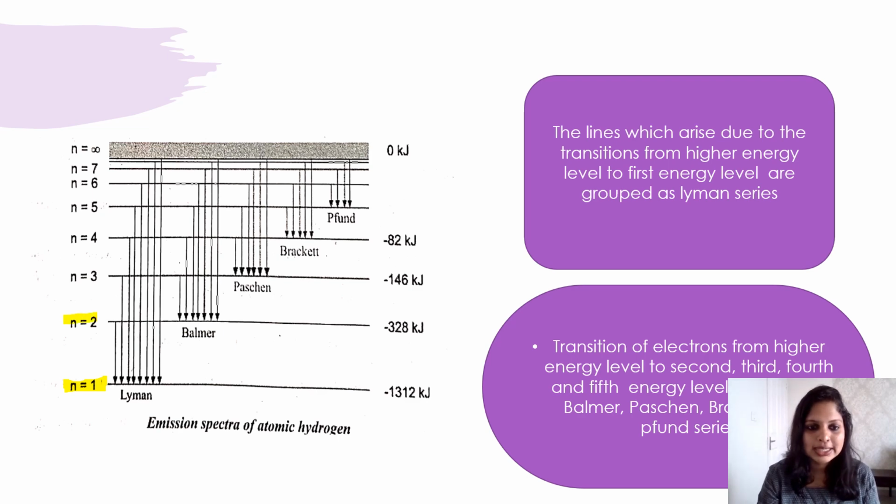When it is coming to the second energy level from the higher energy levels, then we can call it Balmer. When it is coming to the third energy level, we can call it Paschen. And when it is coming to the fourth, we can call it Brackett. And when it is 5, we can call it Pfund. So these are the different types of emission spectrum that you can observe in the case of the hydrogen atom. This is one of the very important applications of Bohr's model.